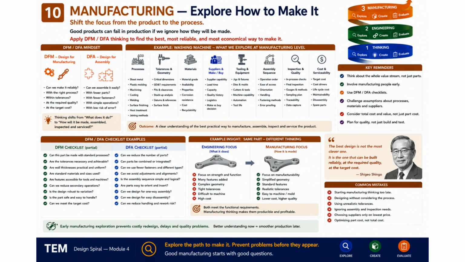At the manufacturing explore level, we are therefore not simply asking, can we make it? We are asking, can we make it repeatedly, at the required quality, at the required rate, and at an acceptable total cost? That change in question is what turns engineering thinking into manufacturing thinking.